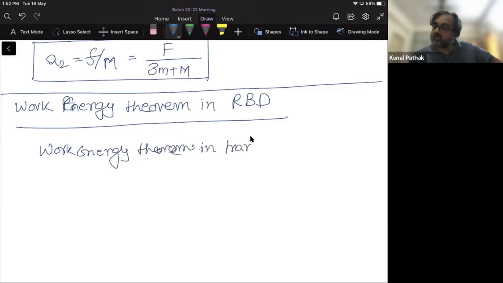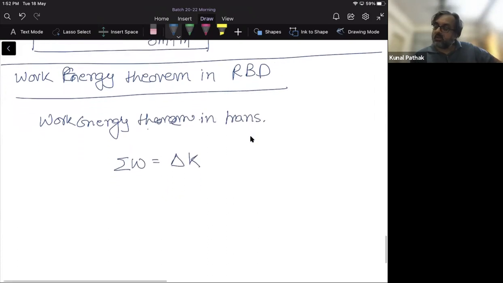In translation. Well, the work energy theorem is that summation of work done is equal to change in kinetic energy, where work done is equal to plus minus integral of f dx.